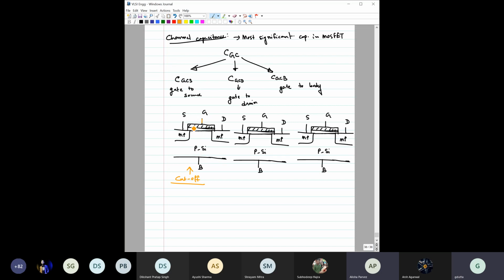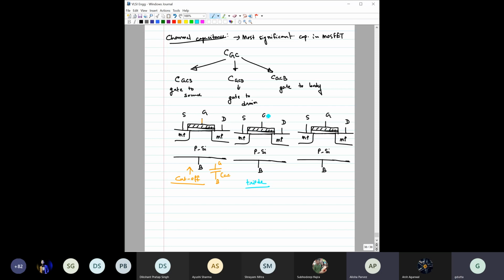So you can say this is one plate, and this is another plate. That way the whole capacitance would be between these two. So you understand, this is CGC. The entire thing would fall between this gate and body. So it is between gate and body. Let us take the next case, say the resistive region or the triode region.